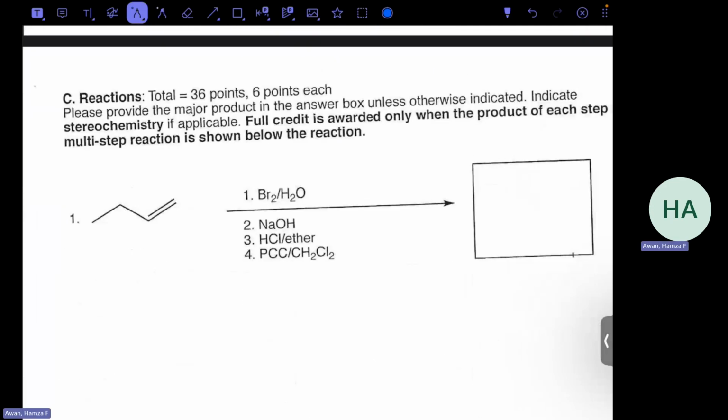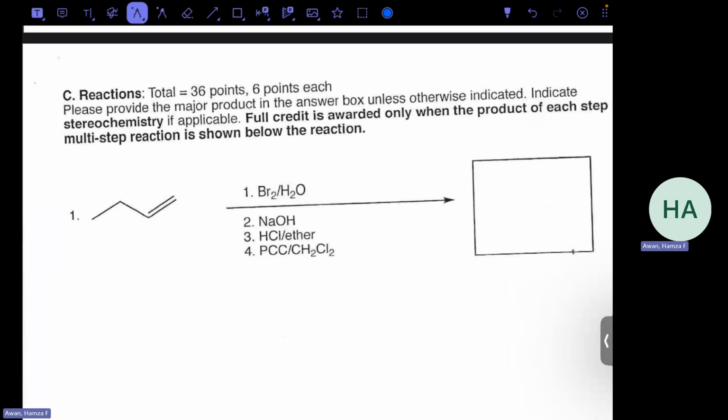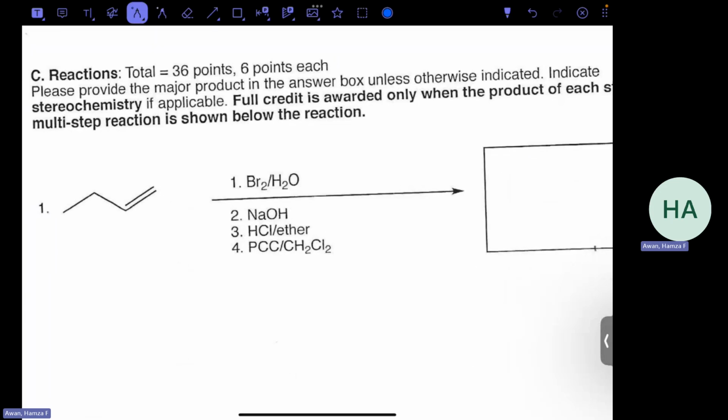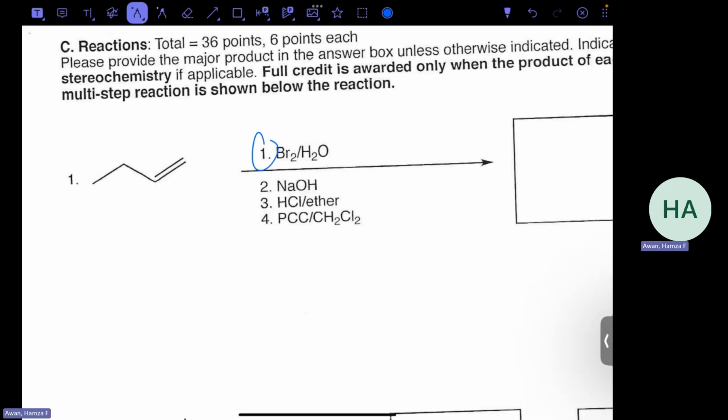So onto the reaction section. This first reaction is going to be an alkene reaction. Our first step is going to be an addition of a Br and an OH on a Markovnikov addition. And I think it's an anti-addition as well. Anti-addition of Br plus OH, okay?